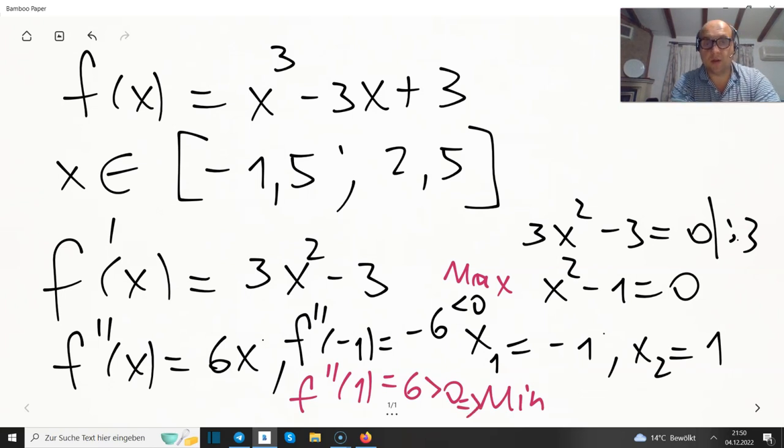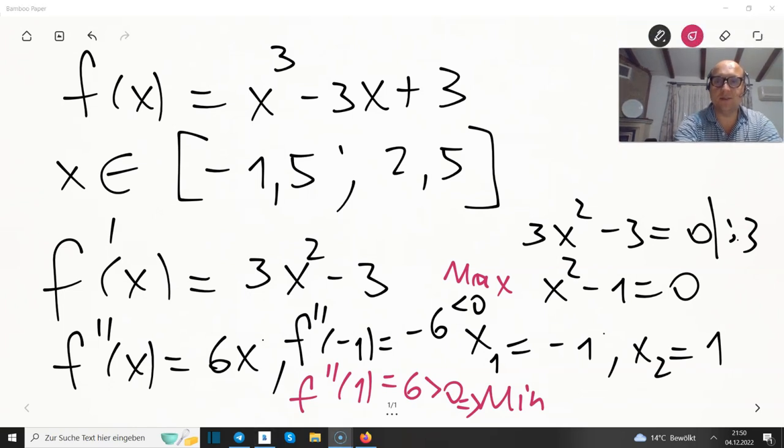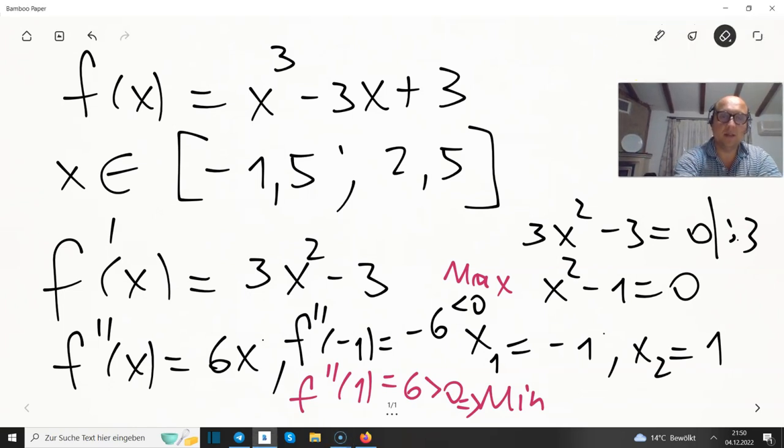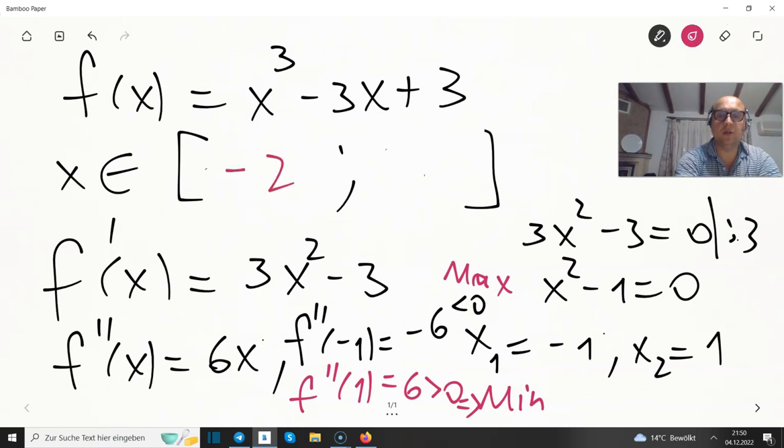So that's the story so far, right? But is it truly the greatest value, and is it truly the smallest value? Well, let's see. You know what? I'm just, sorry, reinventing the question. I make it a bit easier for me to check the boundaries. I'll just take it from minus 2 to, yeah, let's say 3 would be still fine, okay?